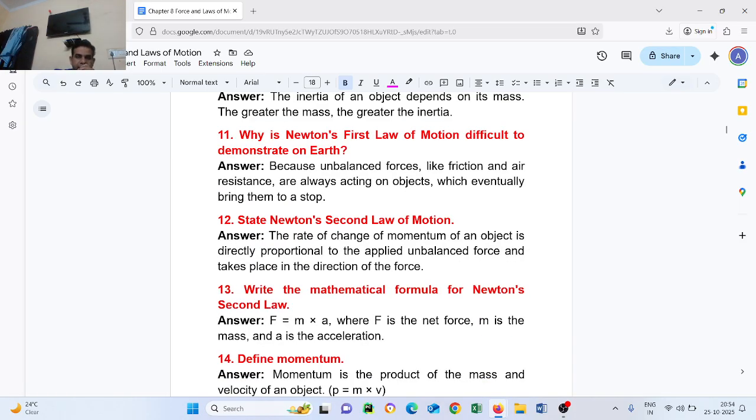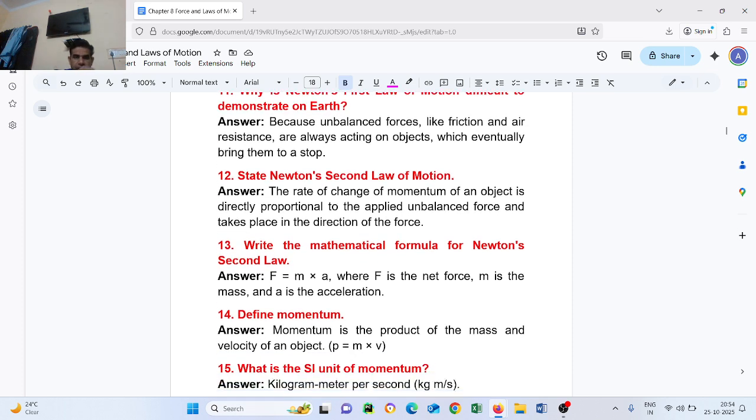Question number 13. Write the mathematical formula of Newton's second law of motion. F equals ma, where F is the net force, m is the mass, and a is the acceleration.